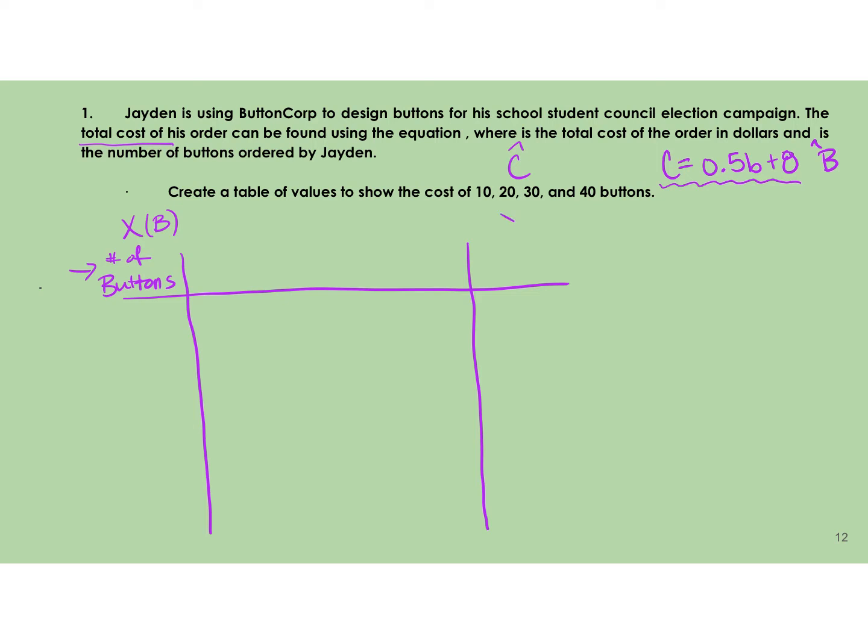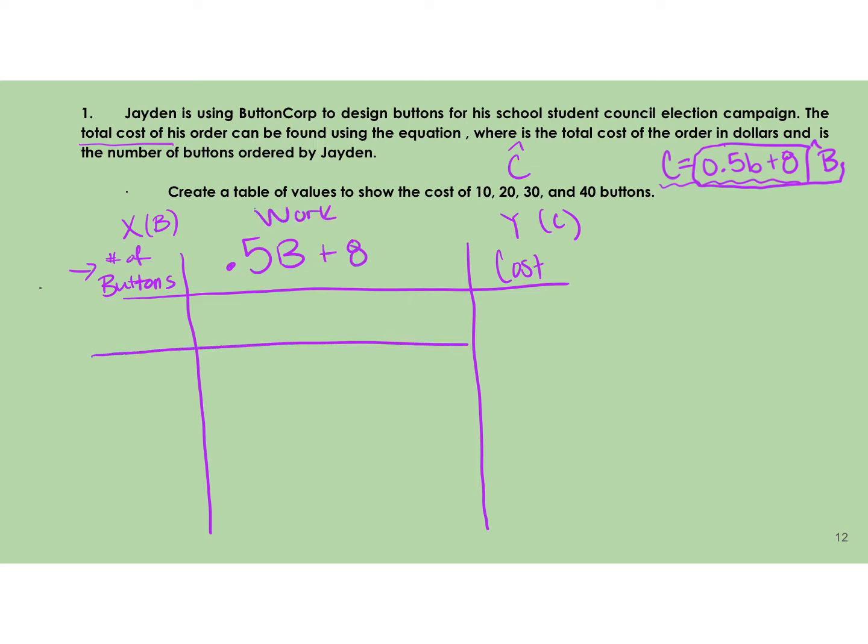Then the end, that's our Y, that's our output. That's going to be the total cost. They're calling it C, okay? Don't get confused by that. Now in the middle, we don't put the whole equation. We put everything after the equal sign. So we're going to put 0.5B plus 8. Okay, the middle is where we show our work.